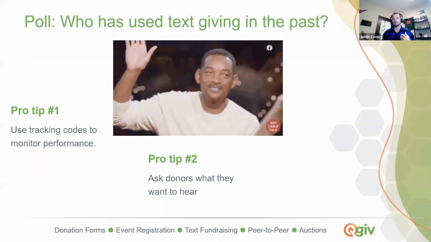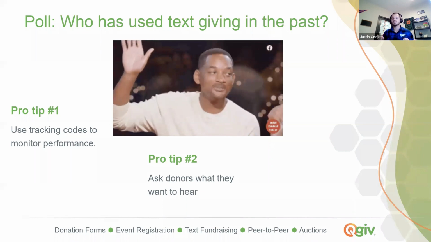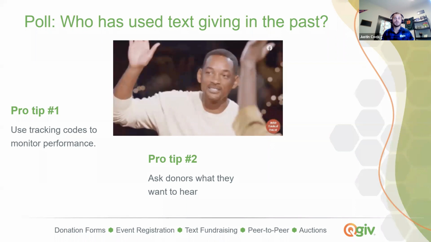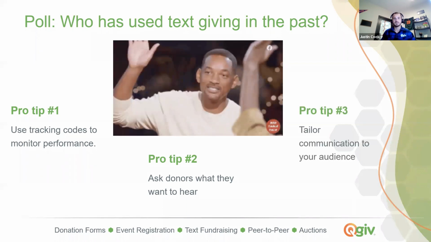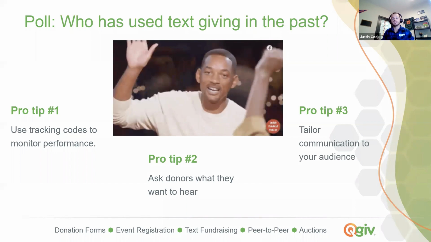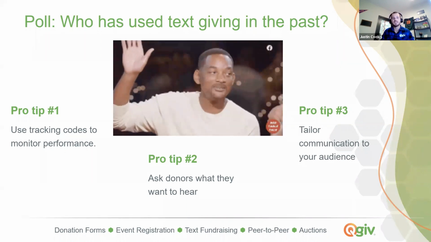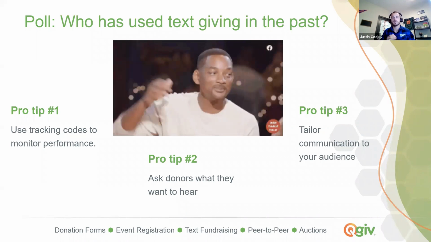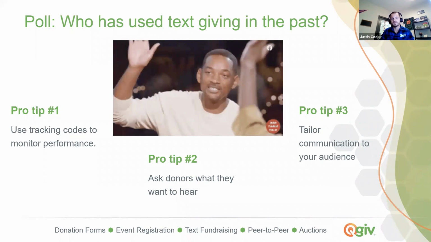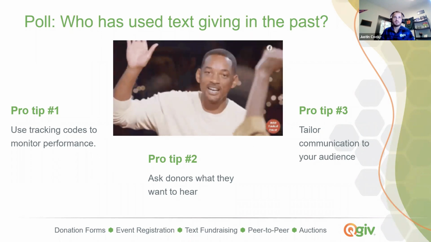Anything about your organization, upcoming events, volunteer opportunities. Ask them what they want to hear, and you'll be able to actually send out text messages to the donors that want to hear about those different pieces. And another thing here too is tailor the communication to your audience. So we'll dive into who prefers text giving. So make sure that when you are sending out those text messages and you're running your appeals, that you keep your target audience in mind for text giving, and you're tailoring your messaging to that specific audience.